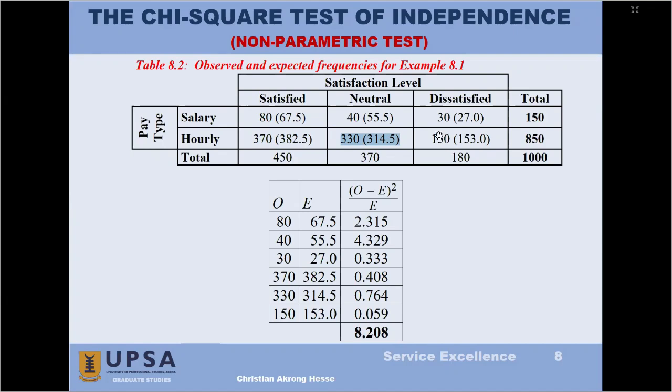So let's check the first one as well, whether it is correct. 850 times 180 divided by 1000. 153. That is great.